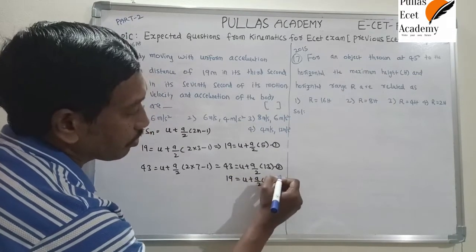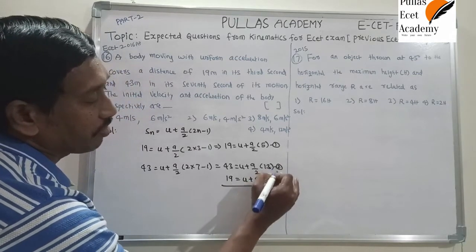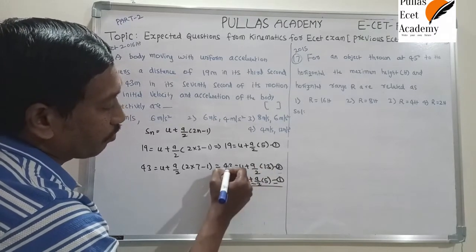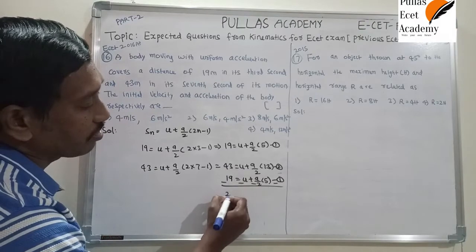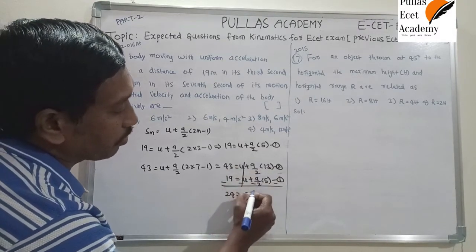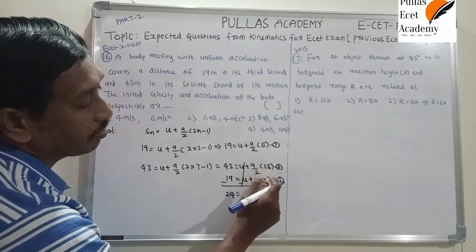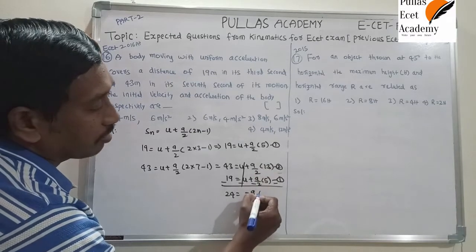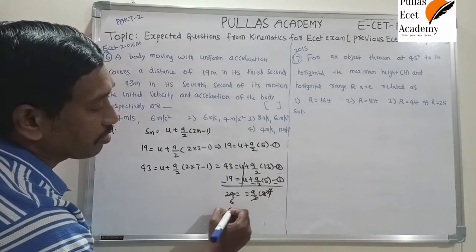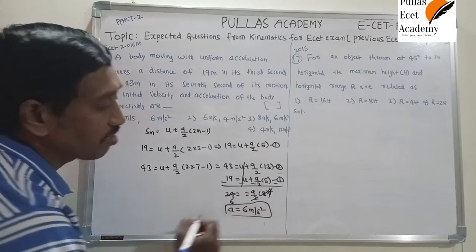Now equation 2 minus equation 1. 43 minus 19 is 24. The u and u cancel. a by 2 is common, then 13 minus 5 is 8. So 24 equals 8 into a by 2, which gives 4a, so a is equal to 6 meter per second square. This is the acceleration.